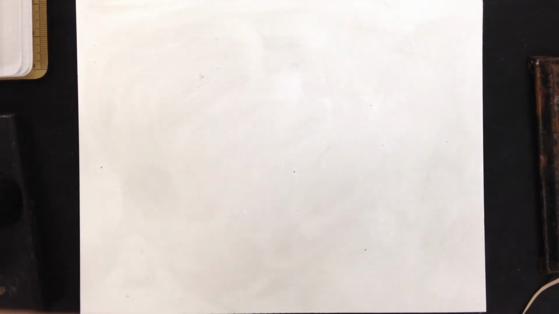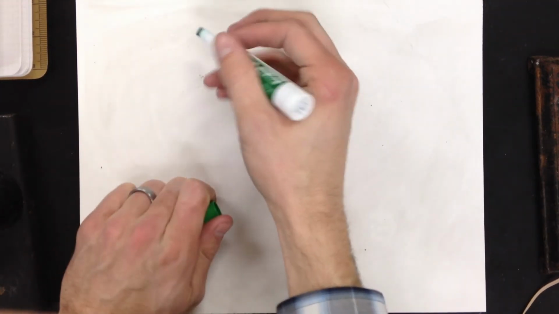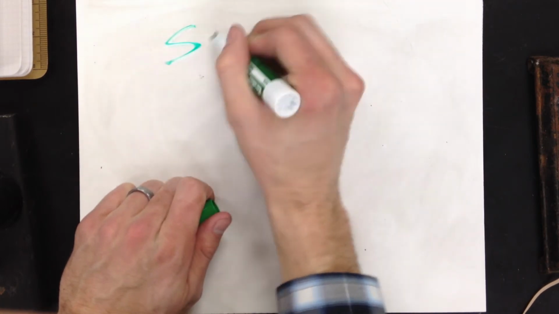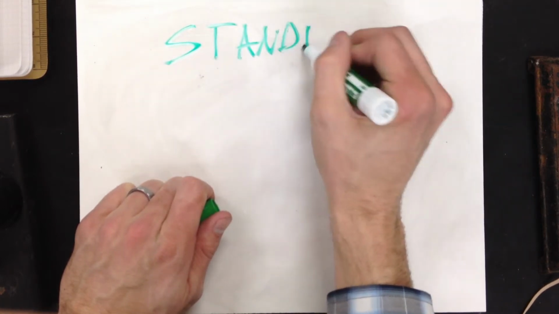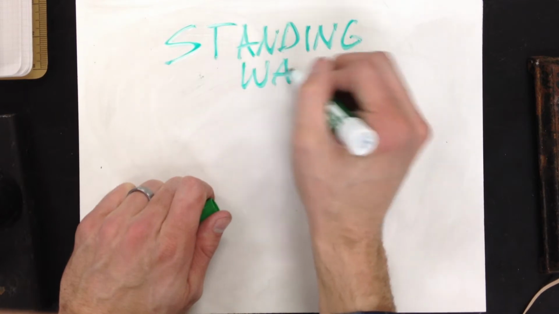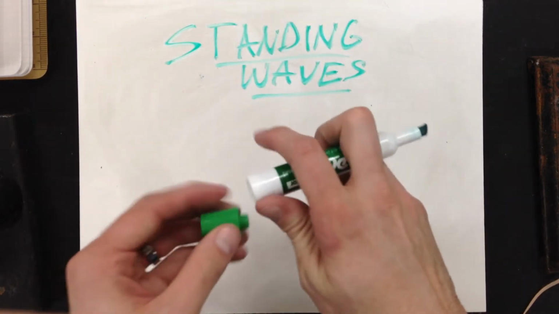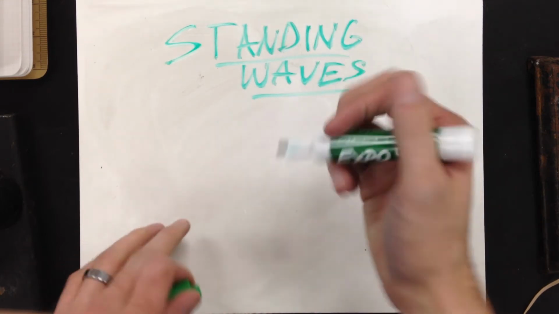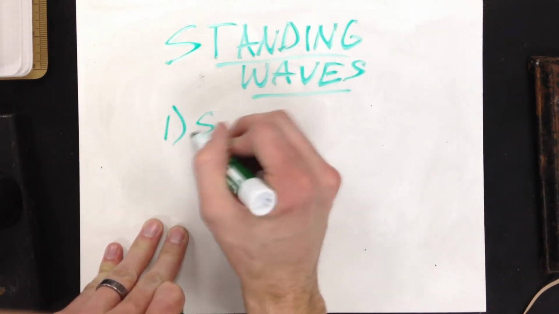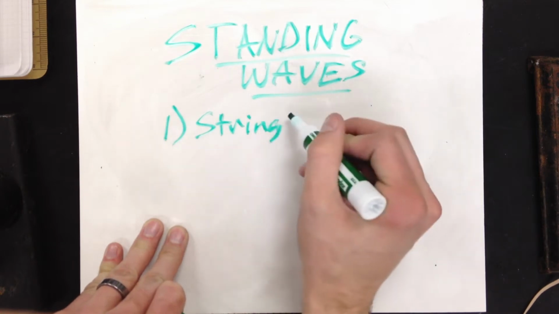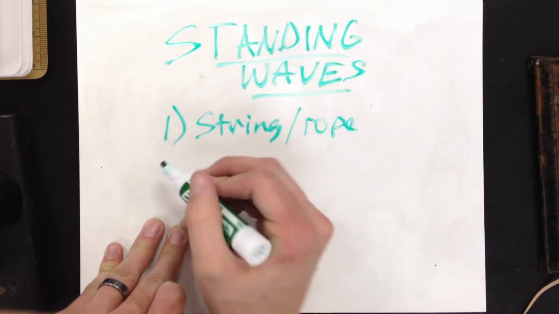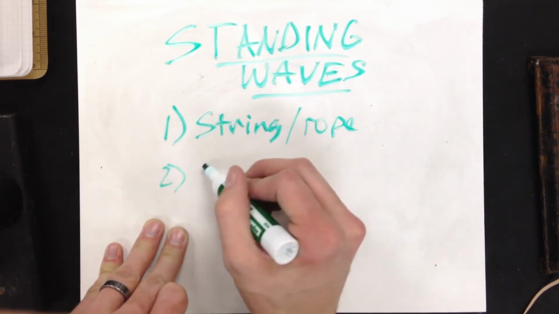Okay, so in this video tutorial we are going to be talking about standing waves. Now, with standing waves, we're going to talk about a couple different mediums. We're going to first talk about standing waves on a string or rope, and then we're going to talk about standing waves dealing with sound.